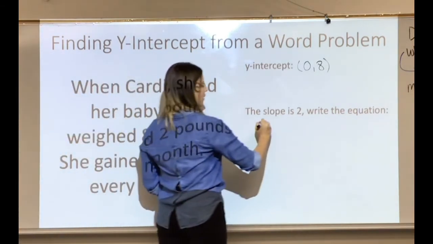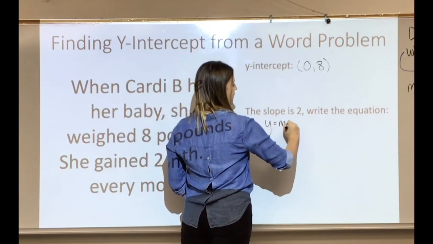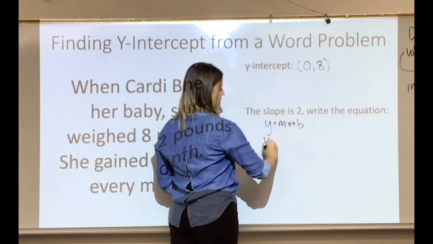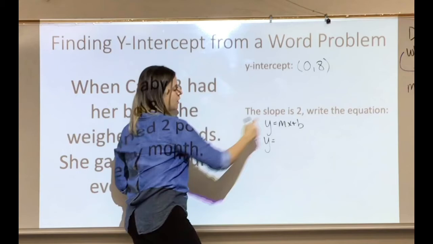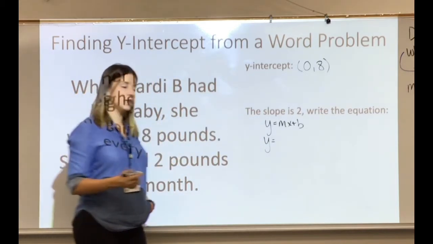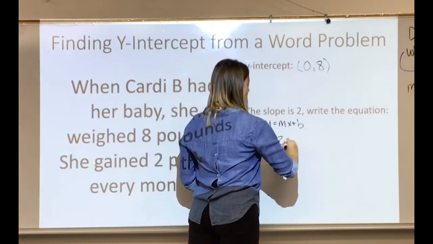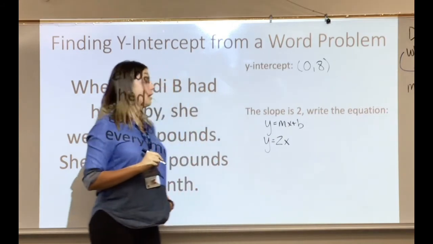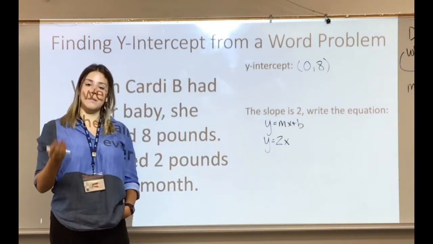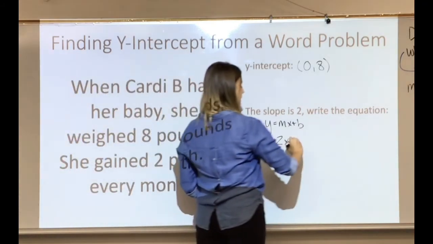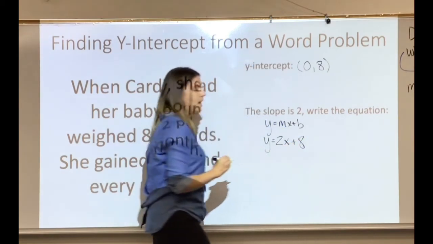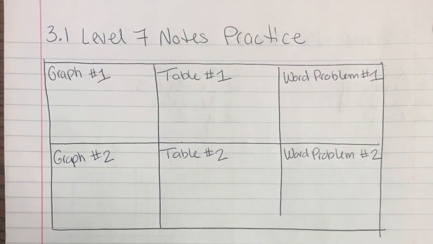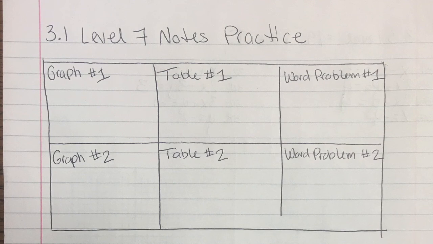And so we're going to write our equation. We always start with y equals. Our slope, the movement that's happening, is it's gaining 2 pounds, so it's going to be connected to the x. And then the y-intercept is where everything begins. The baby starts at 8 pounds.